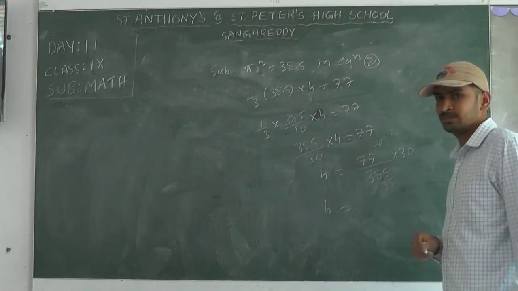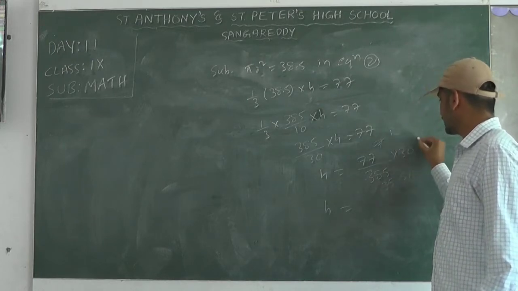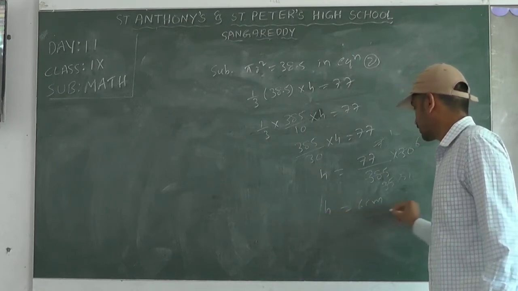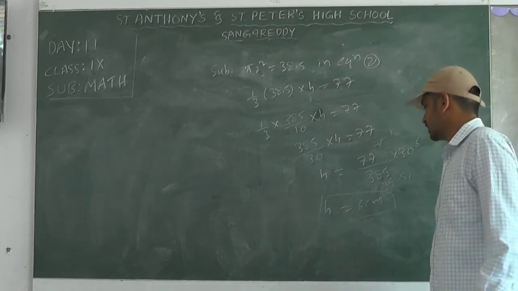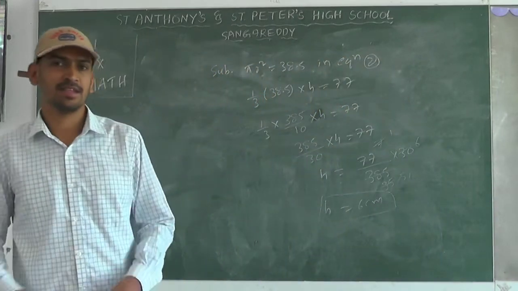7 ones are 7, 7 fives are 35, 5 ones are 5, 5 sixes are 30. So h equals 6 centimeters. So the height of the cone is equal to 6 centimeters.